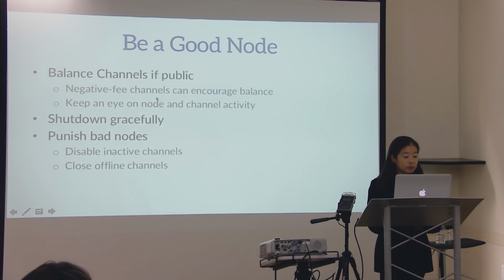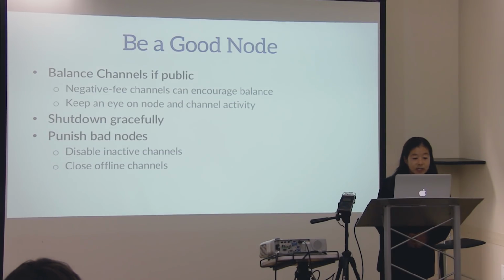Ultimately, you want to be a good node. If you have public channels, keep them balanced. You can set negative fees to encourage transaction flow across the channel. Also, shut down gracefully. If you're going to disappear for a while, close the channel with your counterparties instead of leaving them hanging. And you can be a good node by punishing bad nodes. You can close off channels that have been inactive for a while.